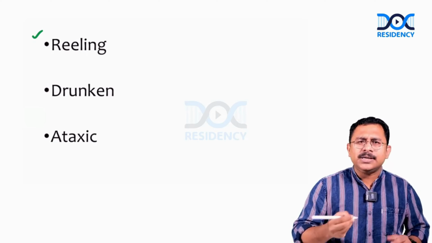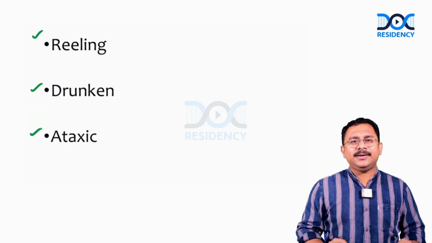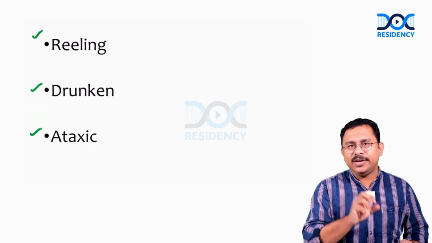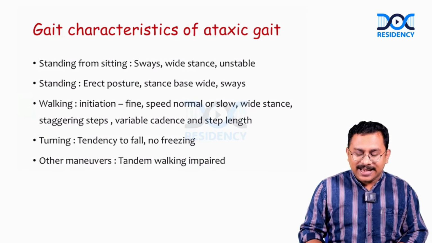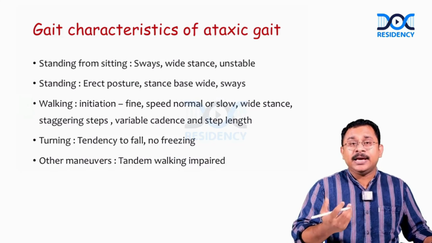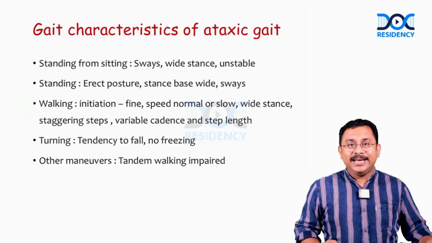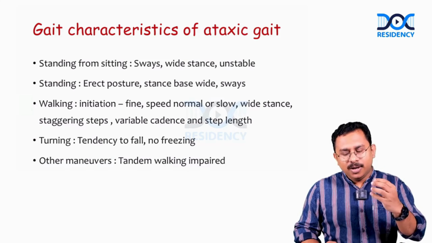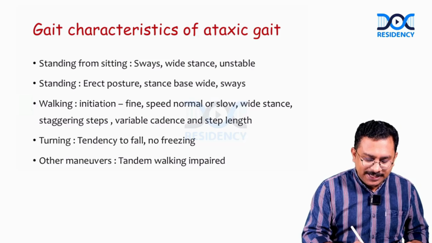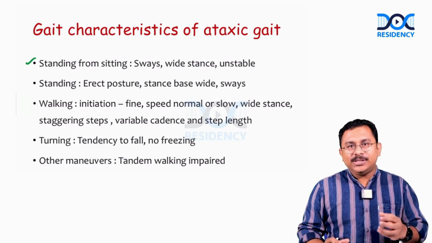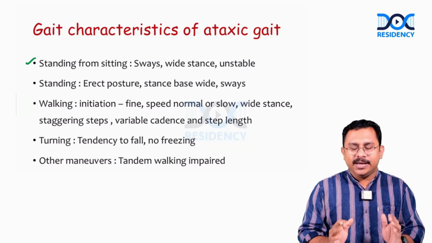Now, when the patient is walking, the gait in cerebellar dysfunction is often called a reeling gait, drunken gait, or ataxic gait. These are the names given. Now, what are the characteristics of such an ataxic gait? This might be important because when you describe the gait of a patient, you have to go through these points. When the patient is standing up from sitting, usually he will sway, there will be a wide stance, and the patient will be unstable.